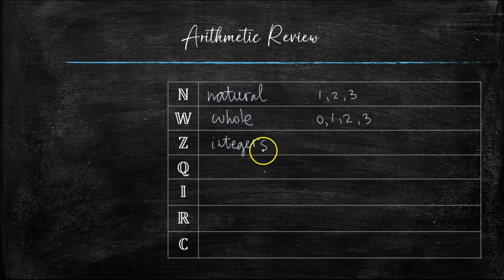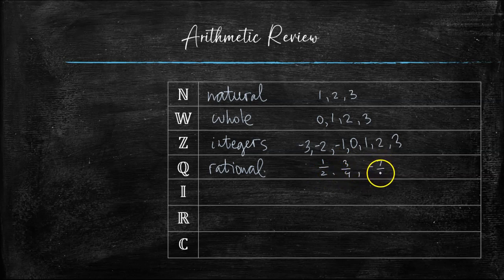We label it with letter Z, and integers are the whole numbers and their negative counterparts. So this is what we refer to as integers. The next set of numbers are rational numbers, labeled with the letter Q. Q stands for the quotient. Ratio, quotient are synonymous. So here are the numbers like 1/2, 3/4, -7/15, and so on.